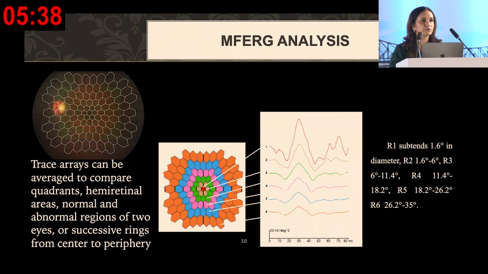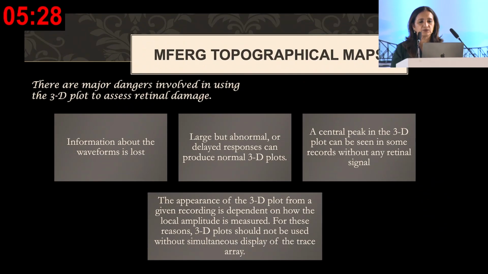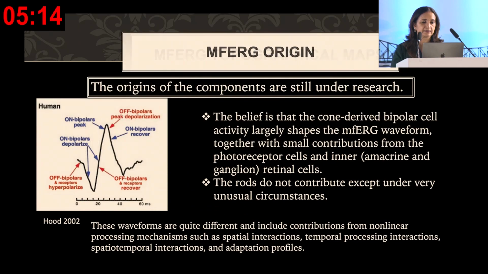So to know which ring is more affected, this can give us an indication as to which is the disease which could be causing it. So it gives you a topographical map. It is important, though, the topographical maps look very nice, it is important that you look at the trace areas, because the topographical maps do not show the true waveforms. So you may lose the detail which is given in the trace areas.